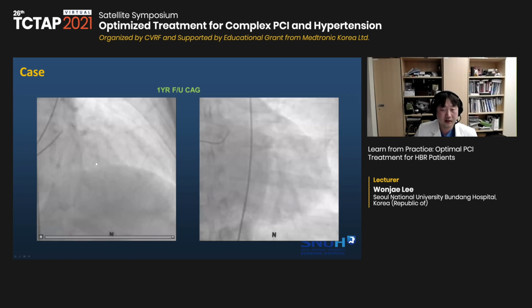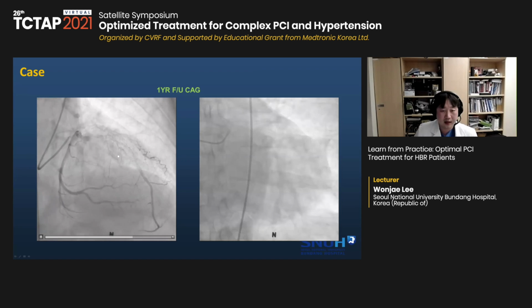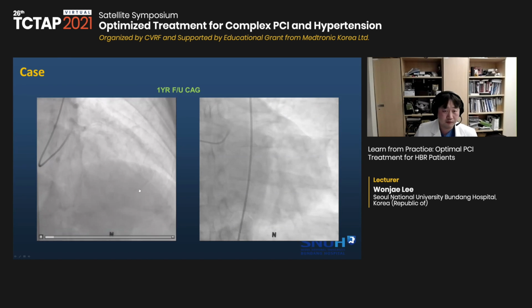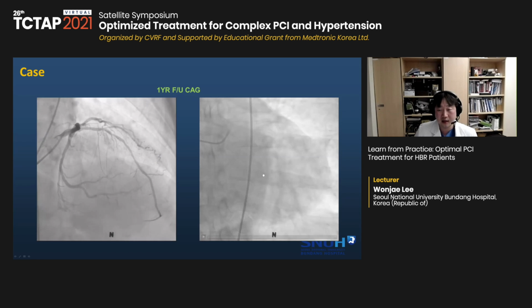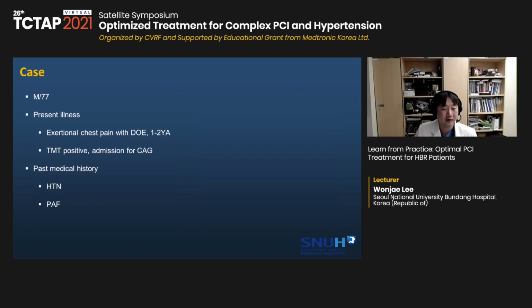One year later, this is a follow-up angio. There's some disease here, and some ISR here, but pretty much it looks good here in the LAD and also the ramus. And the patient is really doing well right now. This is my case to share.